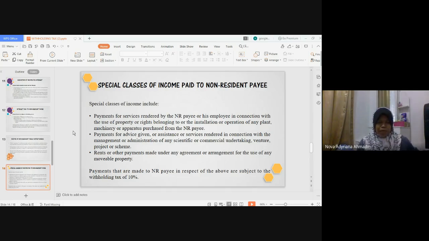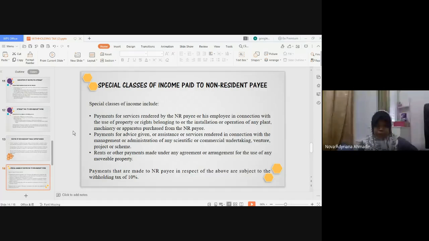The next one is payment for advice given or assistance or service rendered in connection with the management or administration of any scientific or commercial undertaking, venture, project, or scheme. This also includes administrative services such as HR, staff training, IT support, and testing or inspection of services and products.